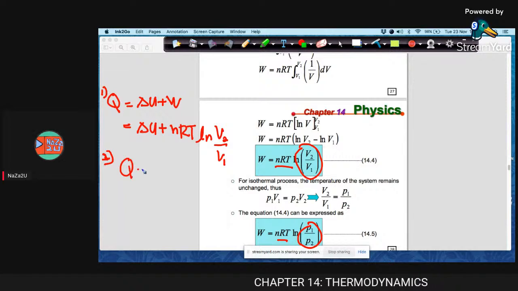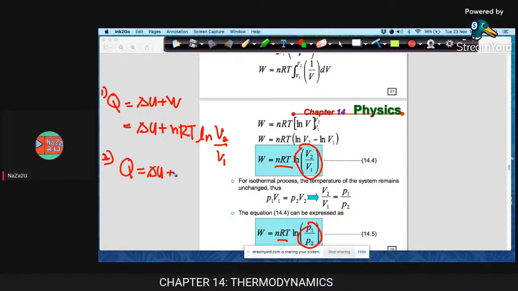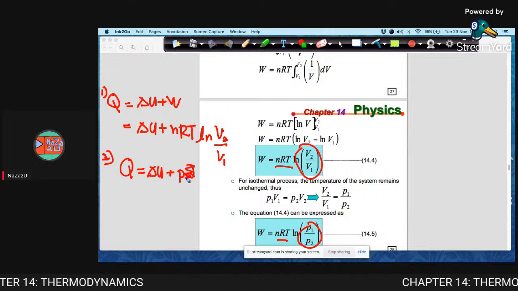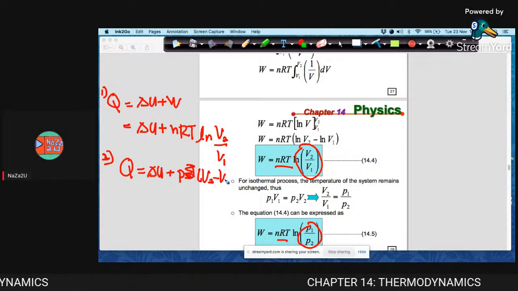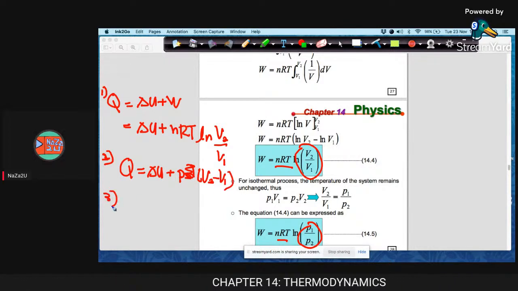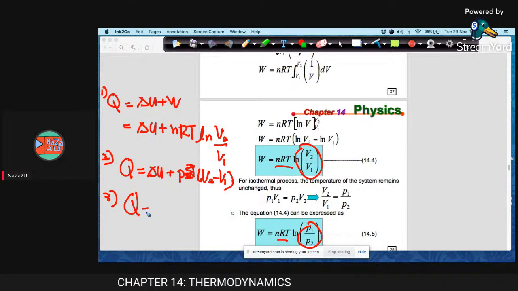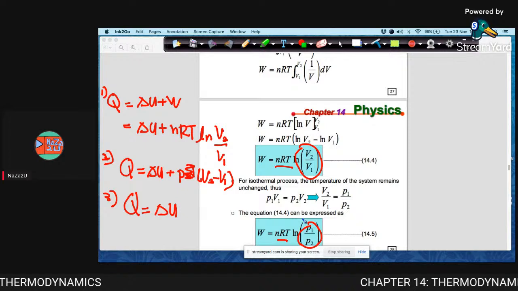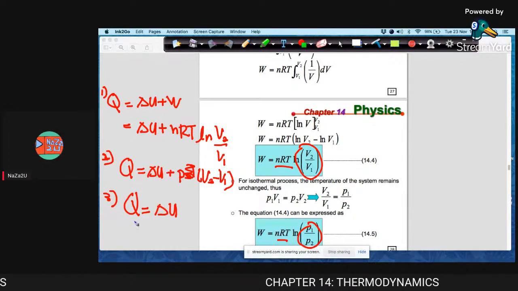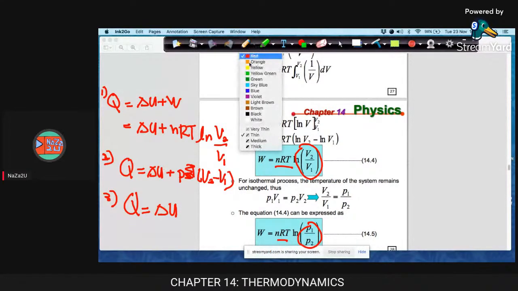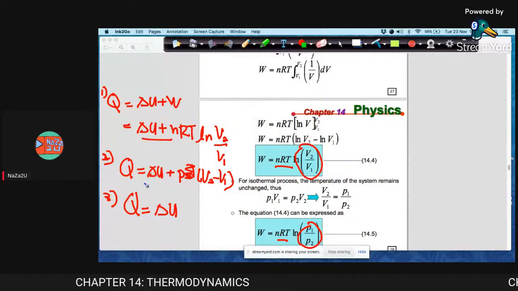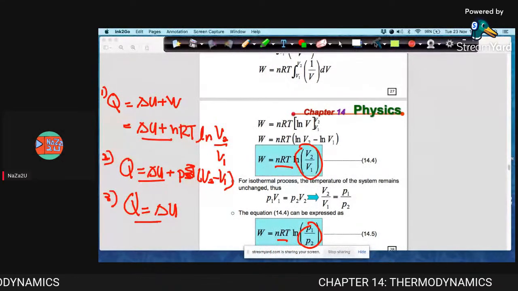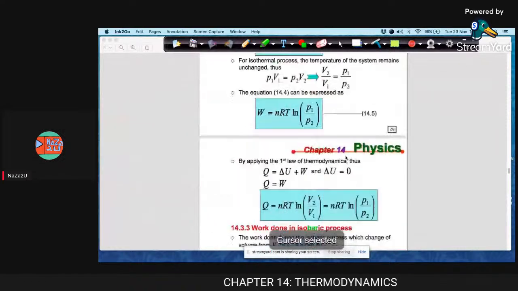Okay, yang kedua tu adalah untuk isobaric. So isobaric, apa yang terjadi adalah W is equal to P dV ataupun P times V2 minus V1. Proses yang ketiga, first law thermodynamic akan menjadi delta U, W is equal to 0 because constant volume. So ini yang kita ada tadi, work done untuk isothermal, isobaric, isovolumetric. Right? So kita tengok contoh soalan.